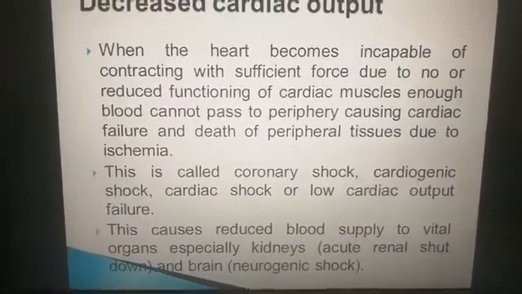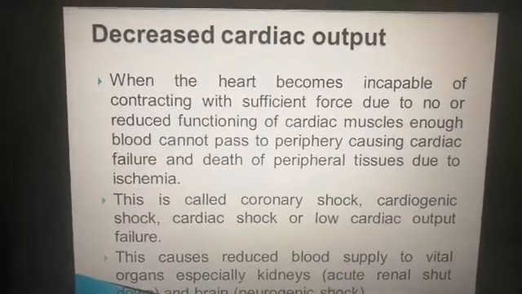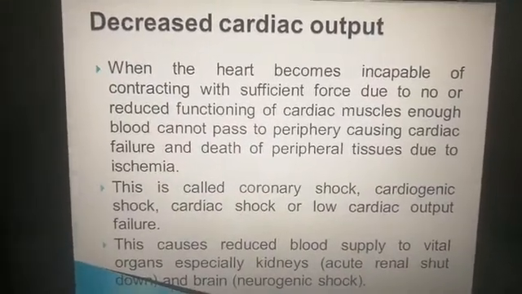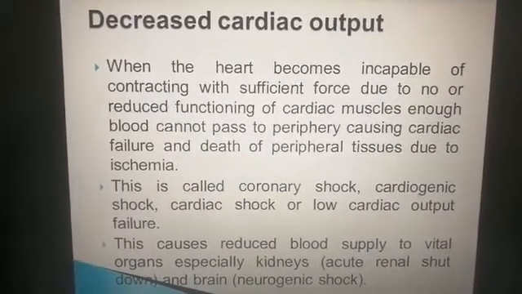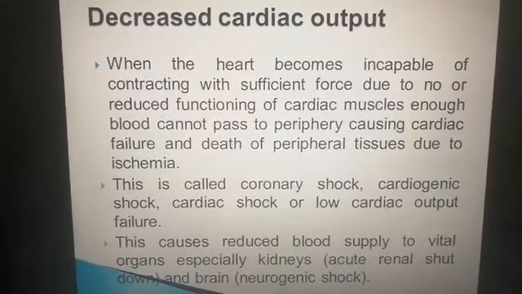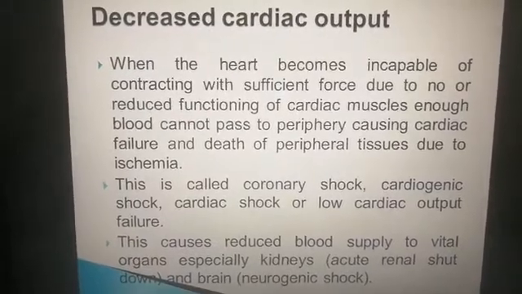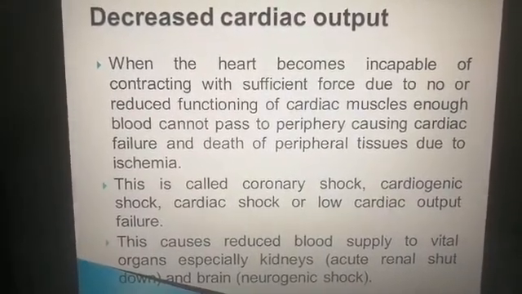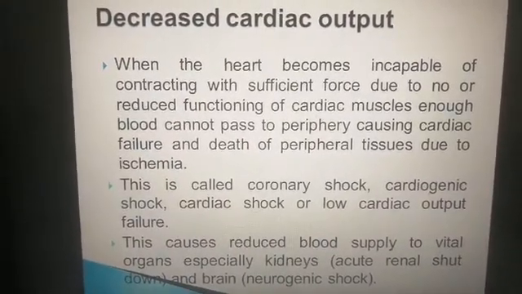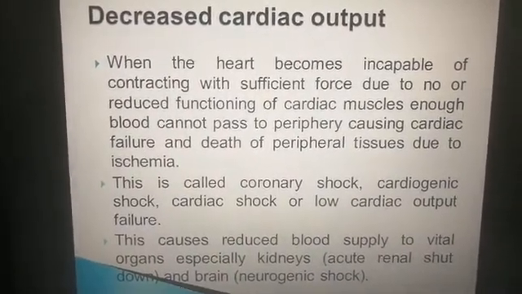These are a few names, because when the heart becomes weak, it cannot supply blood to the periphery, and this results in shock. This causes reduced blood supply to vital organs, especially the kidney. Acute renal shutdown will occur, and when there is reduced blood supply to the brain, there is neurogenic shock. These shocks are due to decreased cardiac output, and the decreased cardiac output is due to cardiac failure, because there is myocardial infarction. So the heart cannot work properly, incapable of contracting.